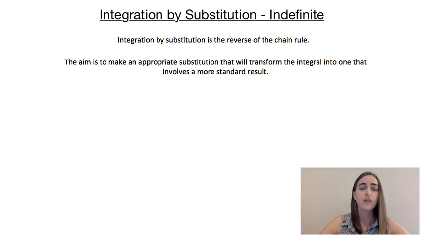The aim of integration by substitution is to make an appropriate substitution, and usually that'll be given to you in the question. That substitution is going to transform the integral that we have into one that involves a more standard result, so into something that we're more familiar with and we can integrate more easily. Let's have a look at some examples.